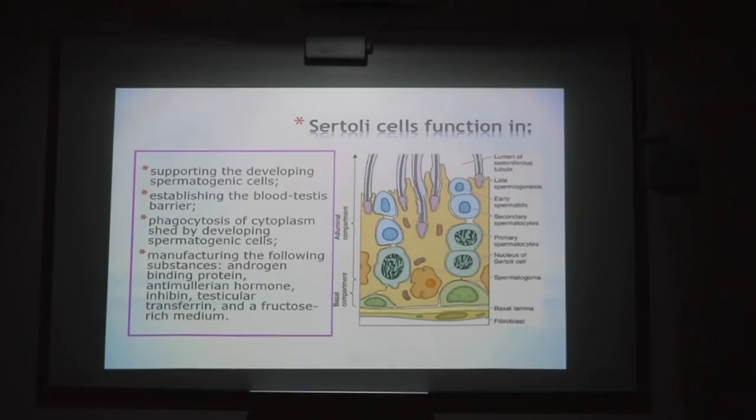And it is important in manufacturing the following substances. For example, androgen binding proteins, anti-Mullerian hormone, inhibin, and the testicular transferrin and fructose rich medium. Now among them, the most important ones are two of them. One is the androgen binding protein, which is secreted by the Sertoli cells. So what does the androgen binding protein do?